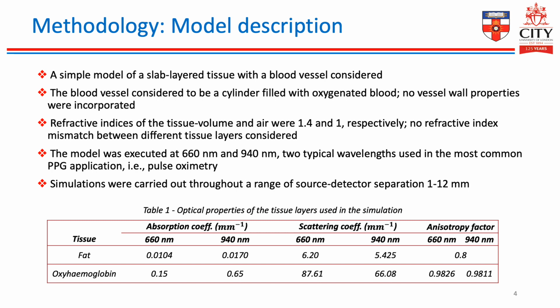The model has been executed at 660 nanometer and 940 nanometer wavelengths. So these two wavelengths were chosen for this study because these are most commonly used wavelengths in pulse oximetry, and also the primary choice for any PPG based technology. We have carried out the simulations throughout a range of source detector separation of 1 to 12 millimeter. In table 1, you can see the optical properties used in this model. Absorption coefficient, scattering coefficient, and anisotropy factor of fat and oxyhemoglobin tissue at 660 and 940 nanometers wavelengths have been presented here.